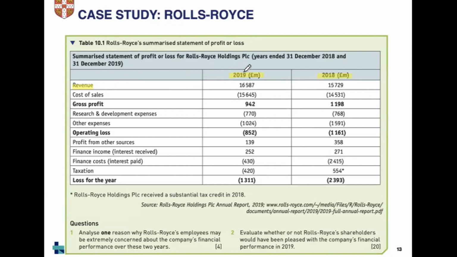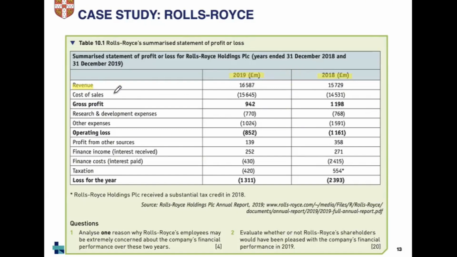All right. For 2019, it means that this revenue is not 16,587. This revenue is 16 because it says it's millions of pounds here. This is 16 billion 587 million pounds. I hope you understand it. Yes, and then in 2018, its revenue is 15 billion 729. So there's an increase in revenue from 2018 to 2019.